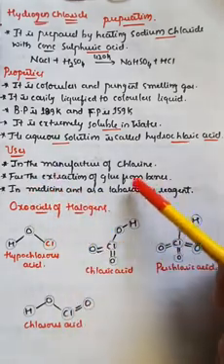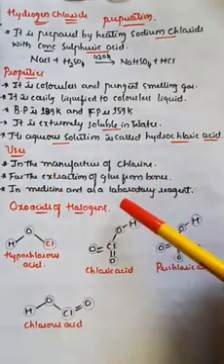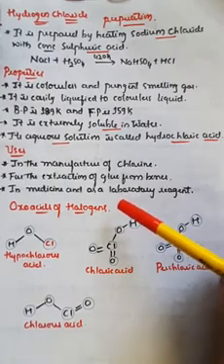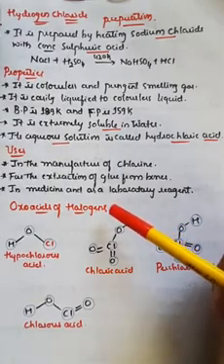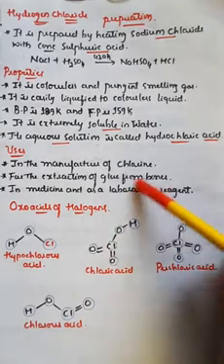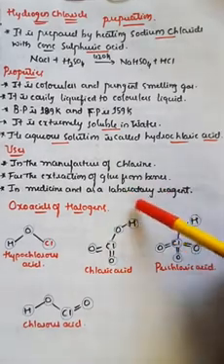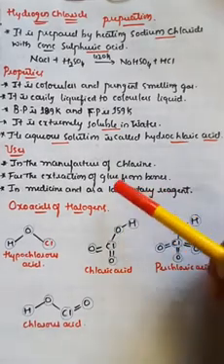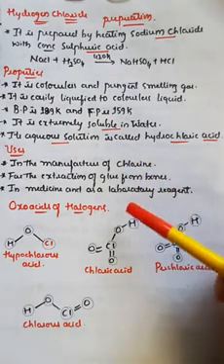It is also used as a laboratory reagent in qualitative analysis, right? As you already studied in first PUC, for the determination of salts, that is cations and anions, generally we will use dilute HCl, dilute hydrochloric acid, as the laboratory reagent also. So these are some of the important uses.